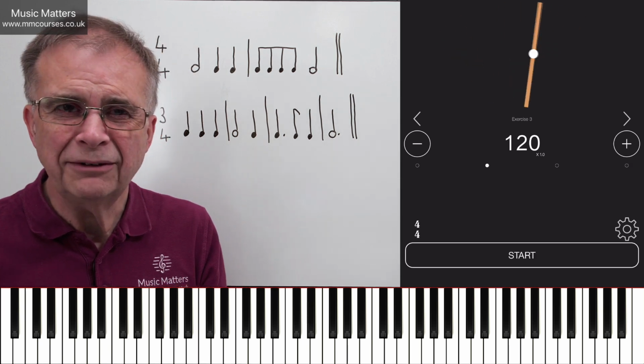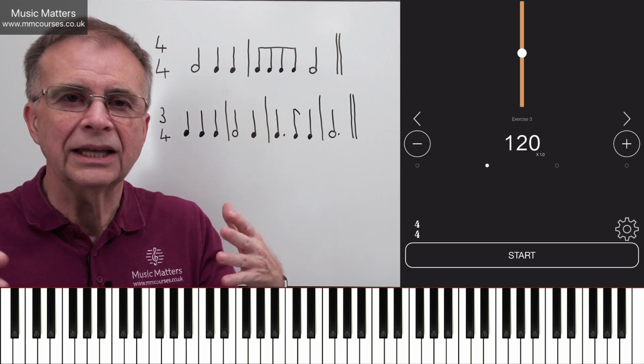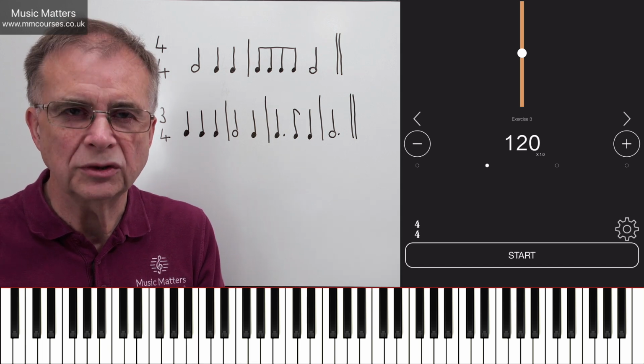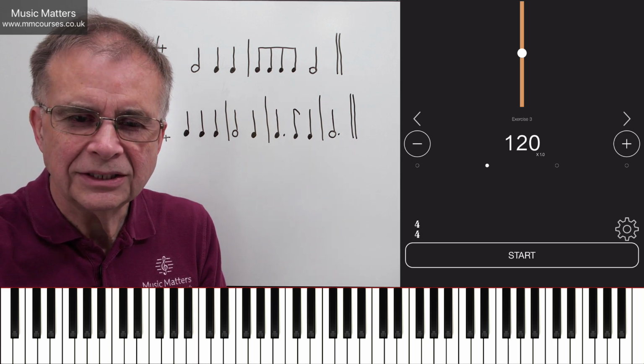Okay, it's quite a nifty speed, isn't it? So if you had trouble keeping up with that one, well, it's just adjusting to that new speed. All right, I think we're getting the idea as to how this goes.